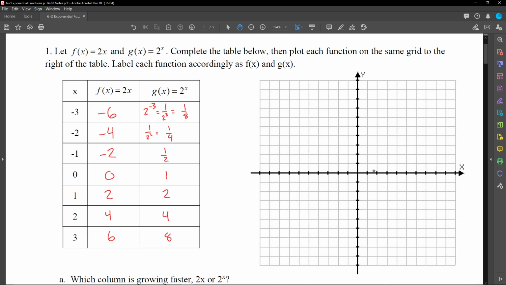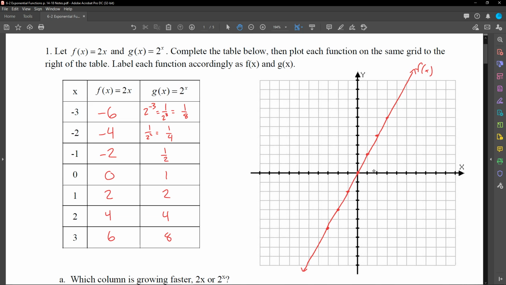So for f, we have negative 3, negative 6. We have negative 2, negative 4, negative 1, negative 2, 0, 0, 1, 2, 2, 4, and 3, 6. You can use a straight edge to draw the line. And here is f of x. Let's go ahead and label that f of x.